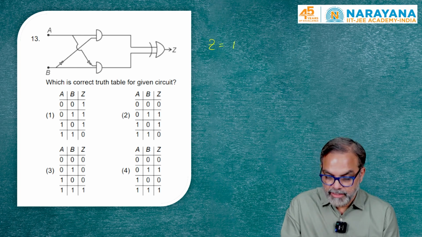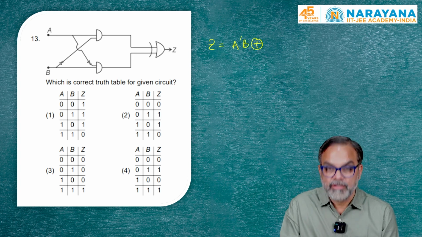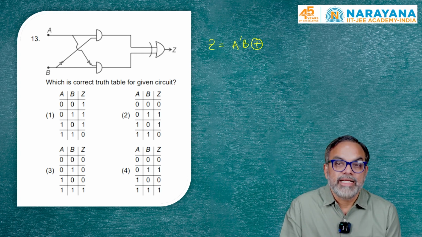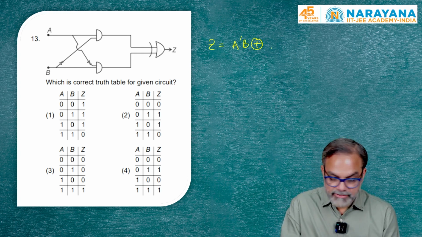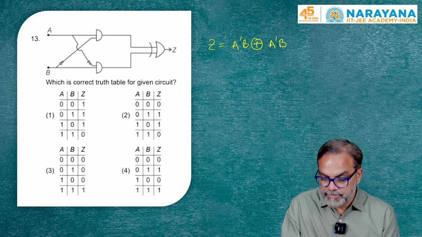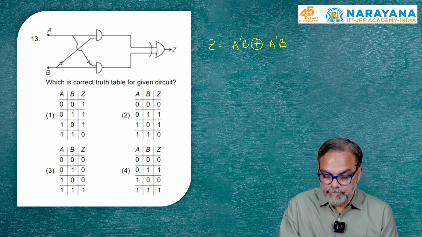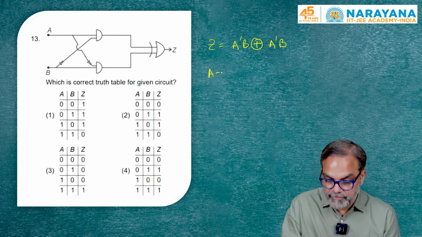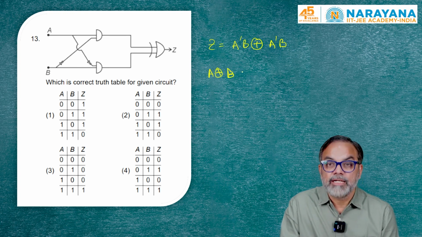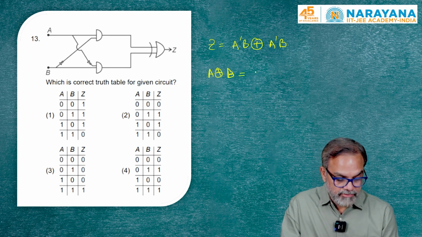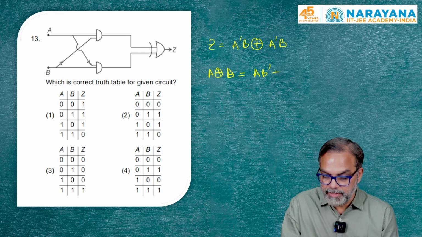that will be A bar B, and this is the symbol for exclusive OR gate, and then this will be A dash B. So this is the Boolean expression. Now once I simplify, let me tell you the definition: when we say A plus B, and I put a circle over here representing the exclusive OR gate, this will be A B complement plus A complement B.